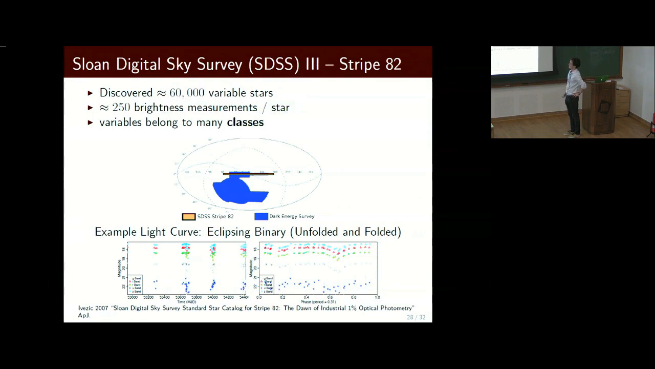The Sloan Digital Sky Survey, we've heard a little bit about it in the past 2 days, discovered 60,000 variable stars along an equatorial stripe, all at declination approximately 0. This salmon colored region is SDSS stripe 82. There were 60,000 variable sources found in this region, with about 250 brightness measurements for each source. And these variables belong to many different classes. I showed you an RLI ray, but there are also eclipsing binaries, lots of quasars, all sorts of objects.